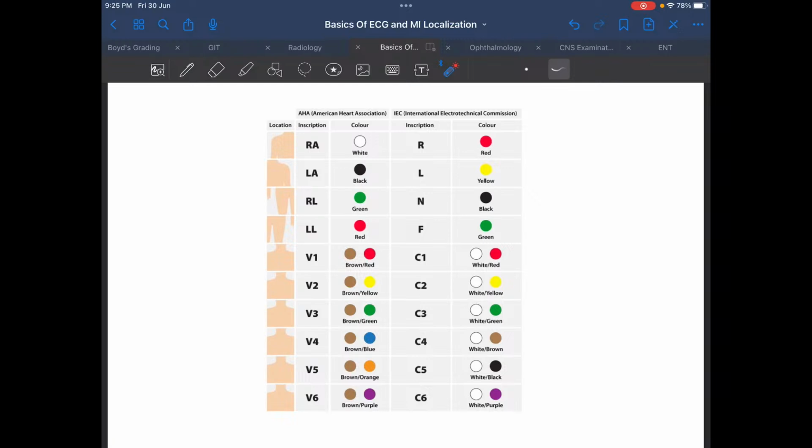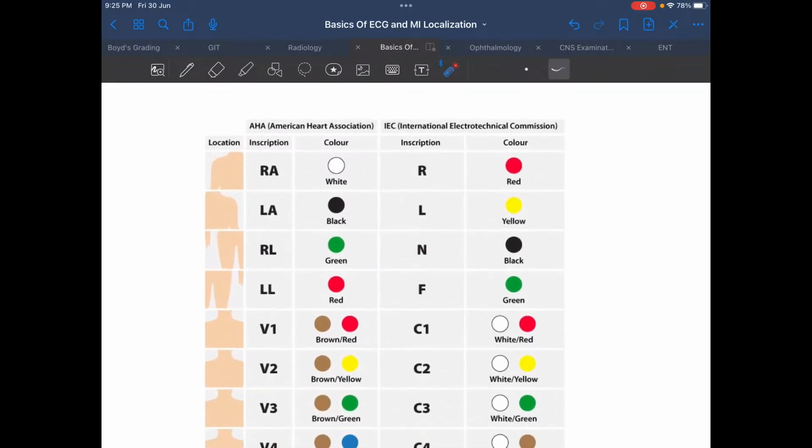So just remember, guys, the ECG machines we have are actually of two types. Okay, in every ECG machine you might see that the lead placement is somewhat different as compared to other machines. So why is that happening? There are two standardized bodies which regulate and make ECGs. One is the American Heart Association and one is the International Electrotechnical Commission. Okay, most of the ECG machines are according to the International Electrotechnical Commission.